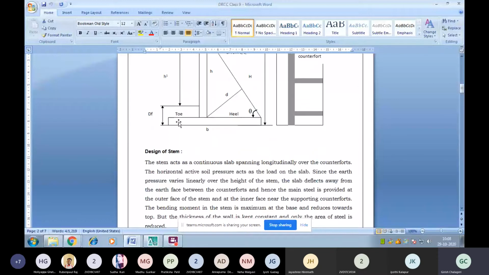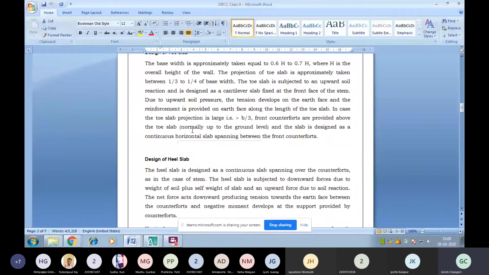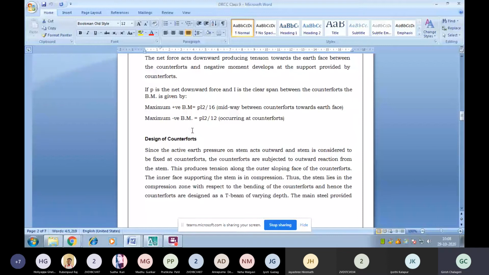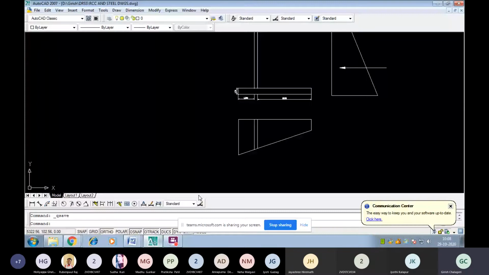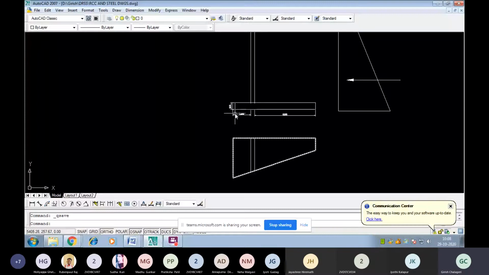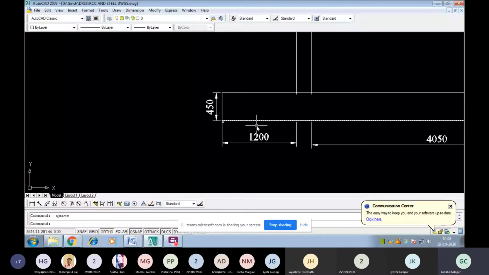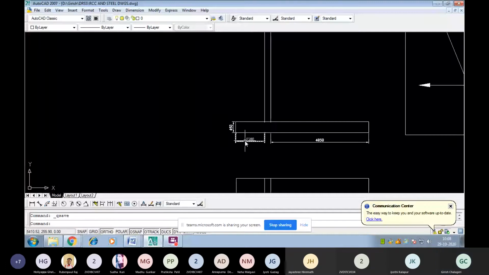Coming over to the toe, it will be designed as we designed it previously. It is subjected to an outward force, as we can see here in the diagram. The toe will be designed for the upward push from the bottom, so reinforcement will be provided at the bottom. It is designed as usual for the upward force only.